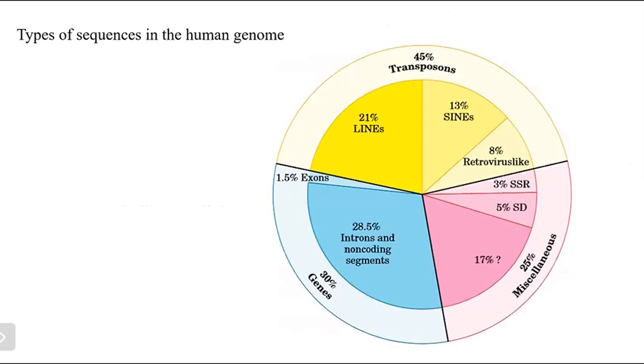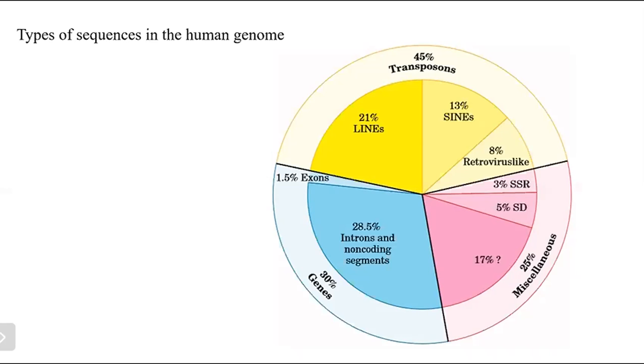No. Here is a pie chart which shows the human genome. In the human genome, you can see there are 30% genes and 45% transposons. Now you know transposons, we have already done them, the jumping genes. And 25% is miscellaneous, that is the other type of DNA. So you can see only 30% of our entire genome is genes. And in that 30% also, only 1.5% is exons.